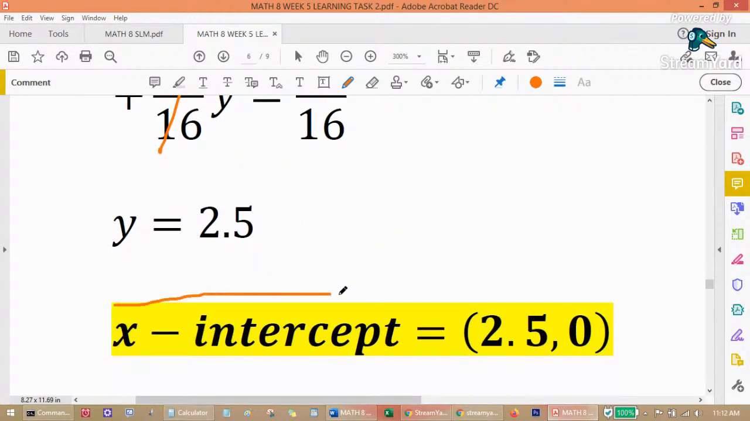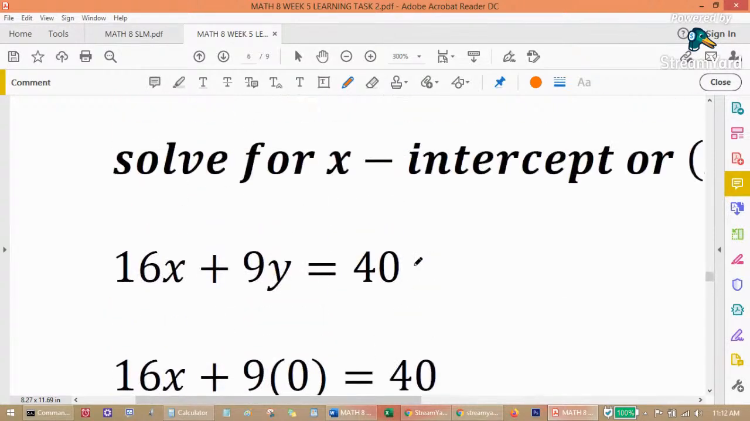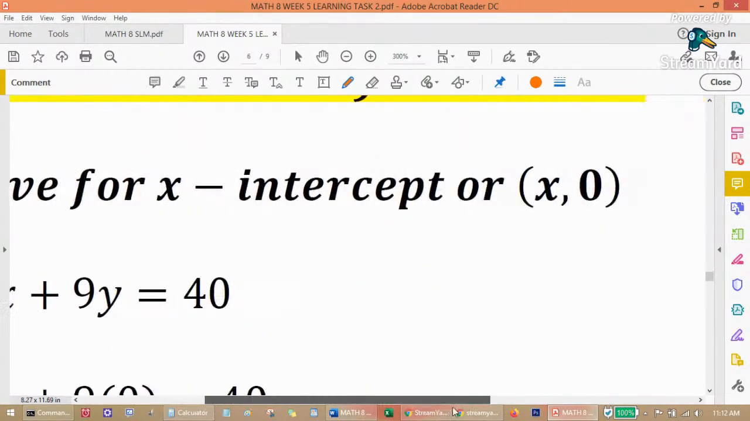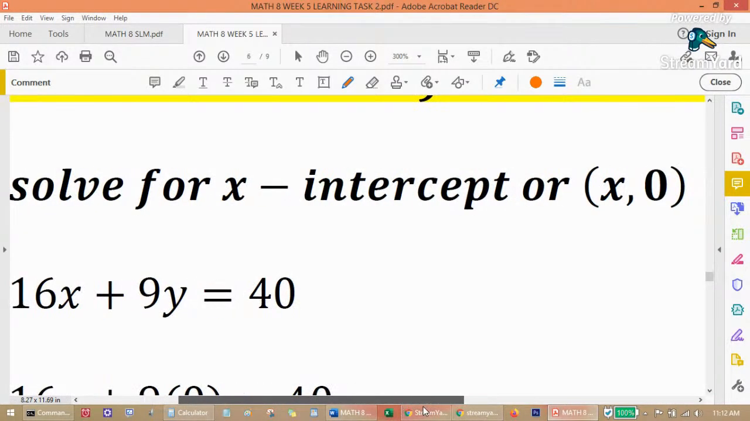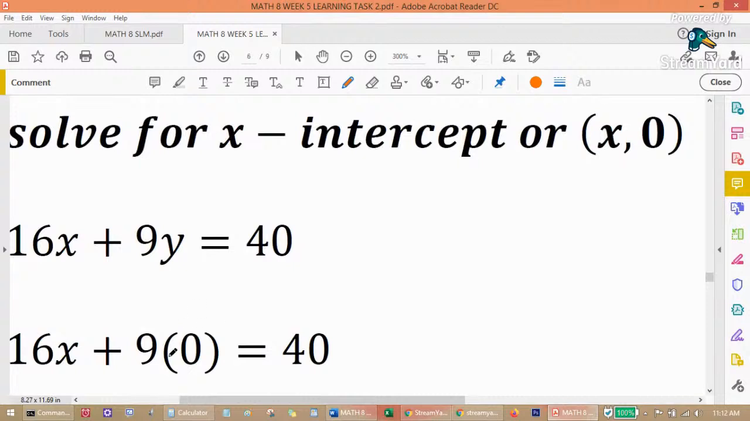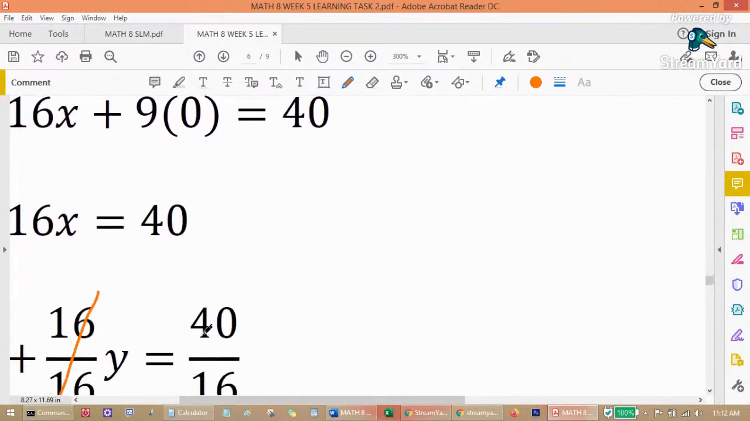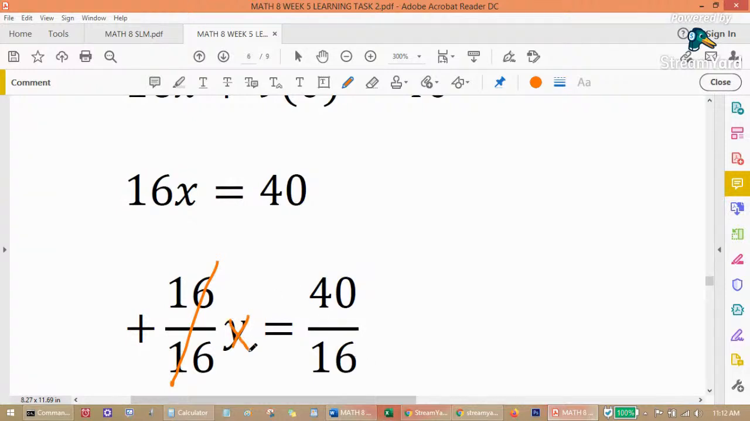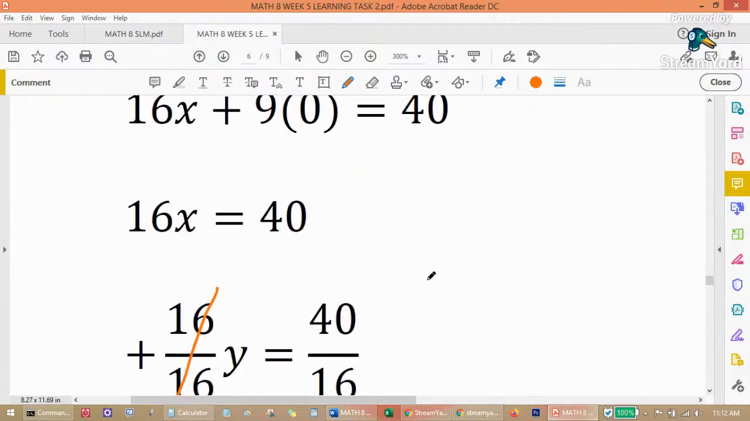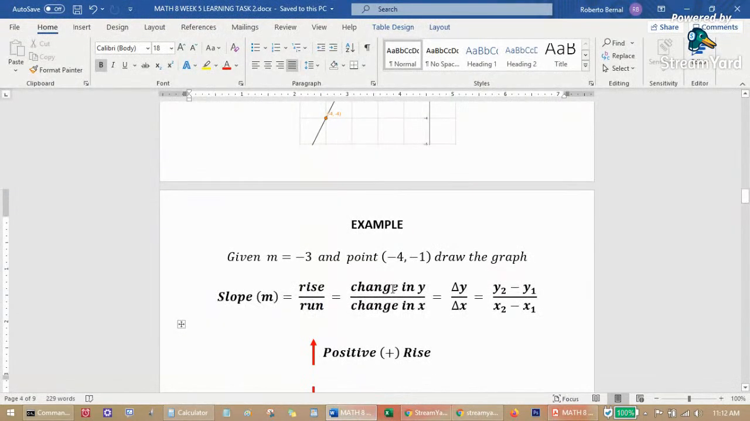Sa makatuwid ang ating x-intercept... oops, may mali. So, dito, pinalitan natin ng 0 ang y. So, dapat ito x to. Okay? So, sa moment ko, correct ko lang saglit ha.